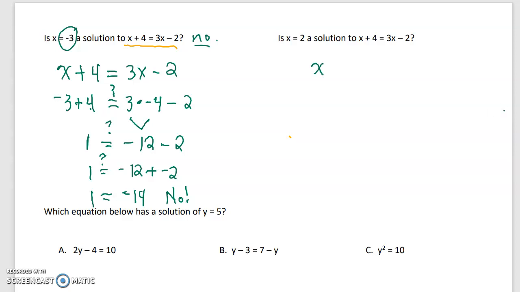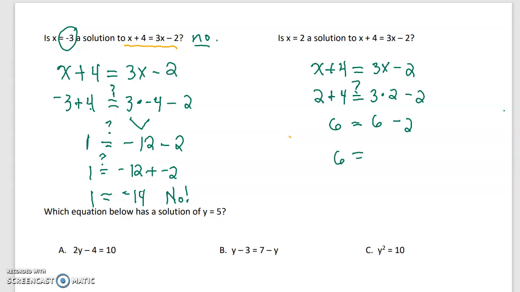So we're going to substitute 2 in for x and see if that value is a solution. So is 2 plus 4 equal to 3 times 2 minus 2? 2 plus 4 is 6. 3 times 2 is 6 minus 2. And 6 minus 2 is 4. Is that a solution? Nope, it's not. So neither of these ended up being a solution to this particular equation.